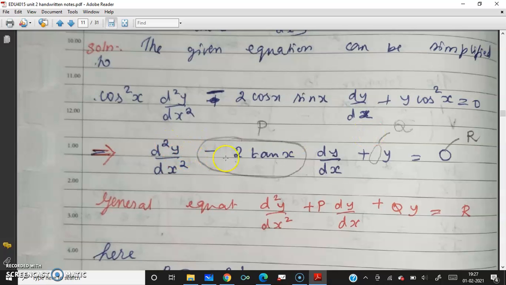d²y/dx² minus 2, because you are dividing by cos²x, no? One cos x gets cancelled, sin x by cos x is tan x. So 2 tan x dy/dx, cos² gets cancelled, so we are left with only y, and 0 is only 0. So this equation is of the form d²y/dx² plus p dy/dx plus qy equal to r.